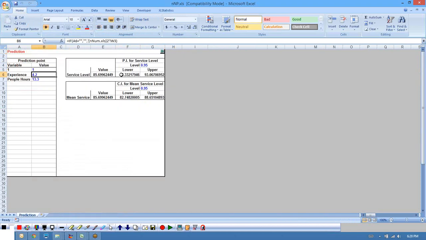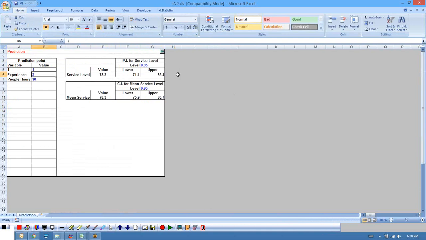Now, however, when we make predictions, we not only have to put in people hours, but we have to put in the average experience level of people as well. So if we had average experience of 3 years and people hours of 10, we would make a prediction. Again, I'm going to get rid of some of those decimal points because it's very annoying. There we go. A service level of 78, but the bounds would be from 71 to 85. You'll notice that's a lot tighter than it was before.